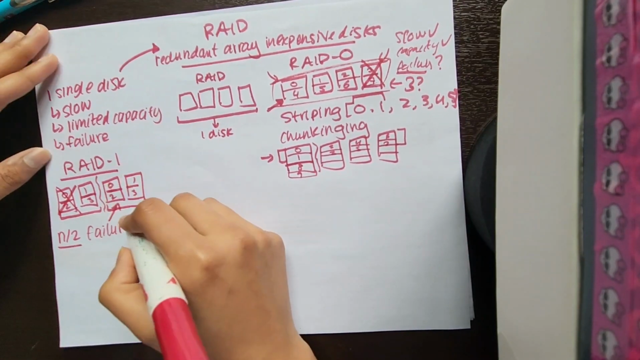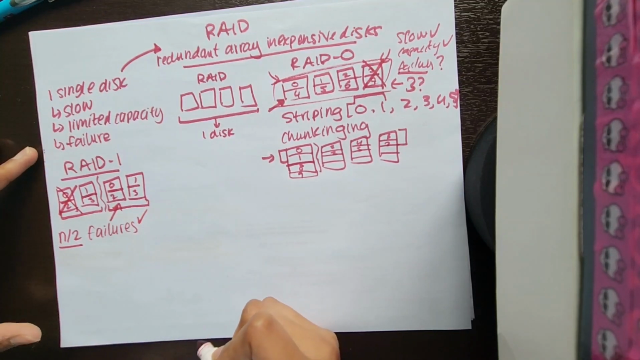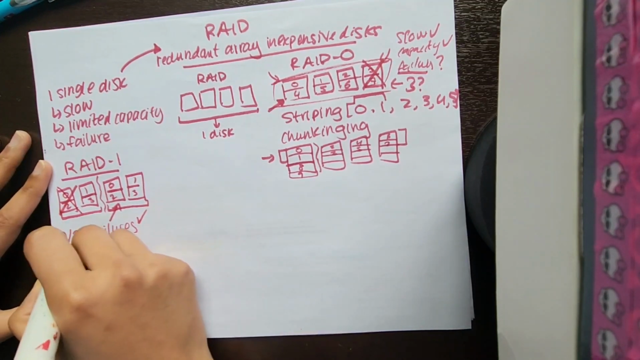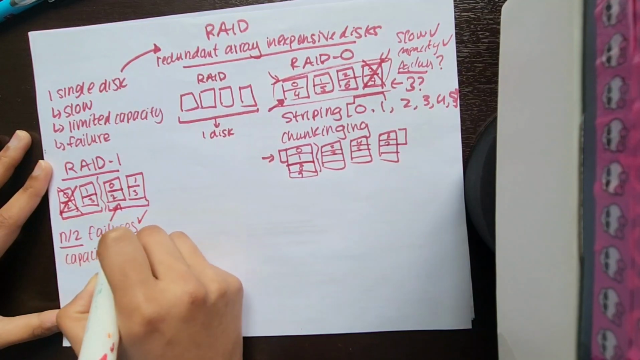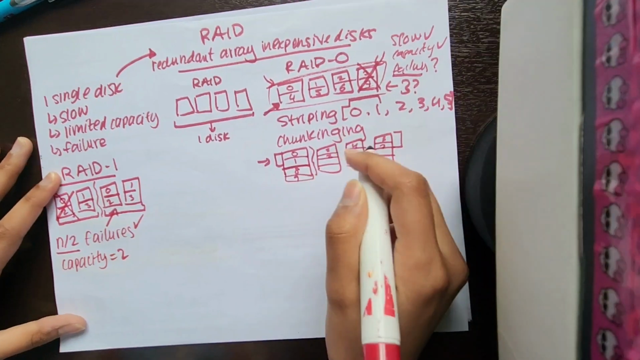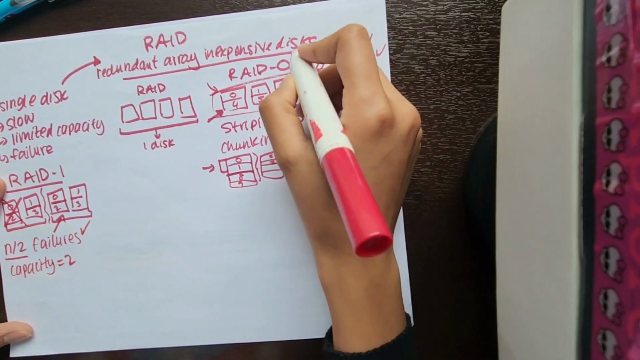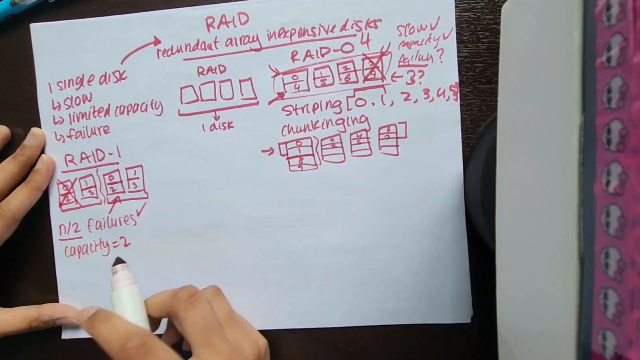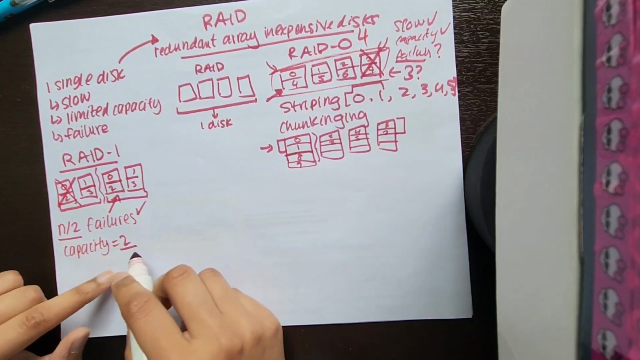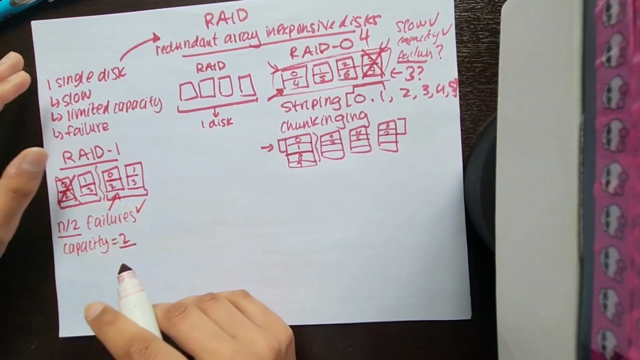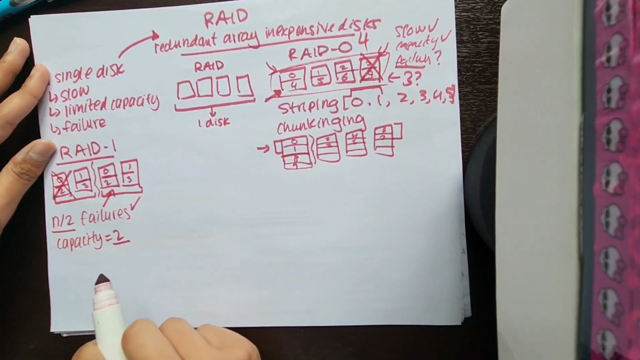So it can handle failures, right? But what's the problem here again? Now our capacity is essentially half of what it used to be. Our capacity here used to be 4, right? We used to have 4 disks. Here we're back to 2. And this is only a slightly better option than just having a single disk, right? Like this is not the way to go.